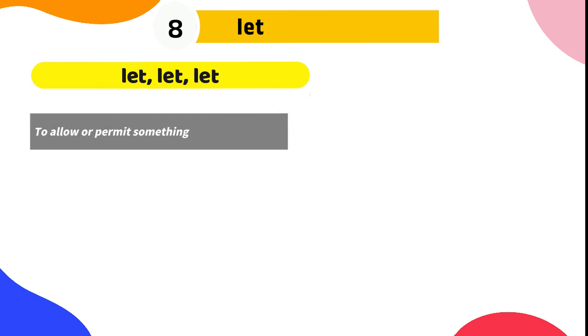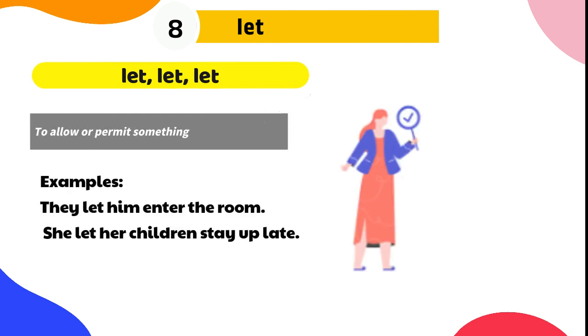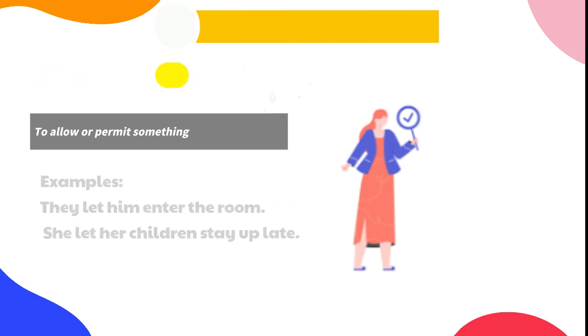Let, let, let. Meaning, to allow or permit something. Examples. They let him enter the room. She let her children stay up late.